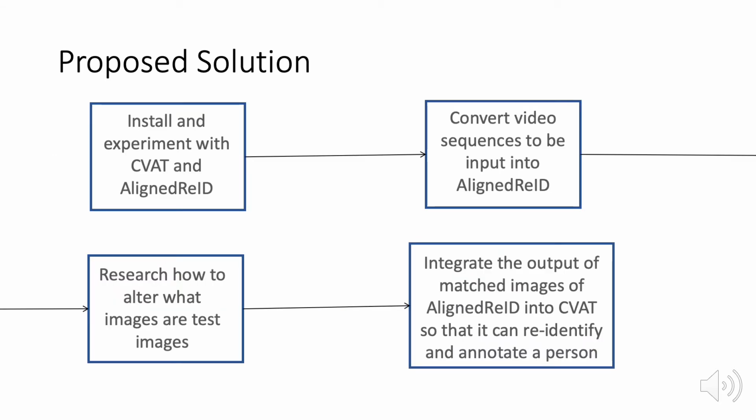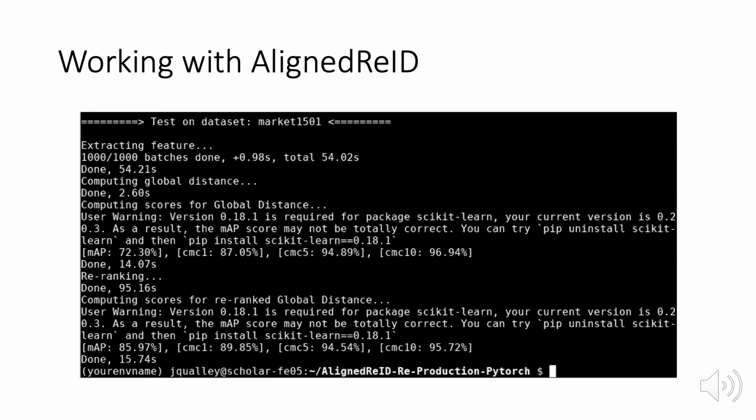From these ideas that I suggested, I also developed a roadmap for solving the problem of automatic video annotation, specifically related to person re-identification. Here shows the 4 main steps of this plan. First is to install and experiment with CVAT, a powerful video annotation tool I will discuss more later in this presentation, and Aligned Re-ID. Now, I have already performed this step, and shown here is my initial progress working with Aligned Re-ID and attempting to apply it to our dataset.